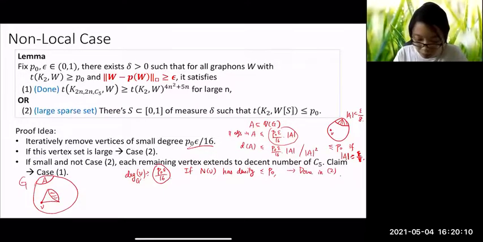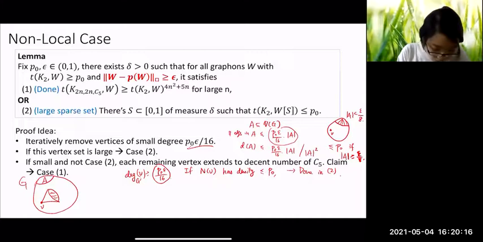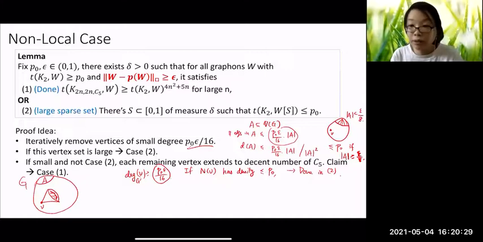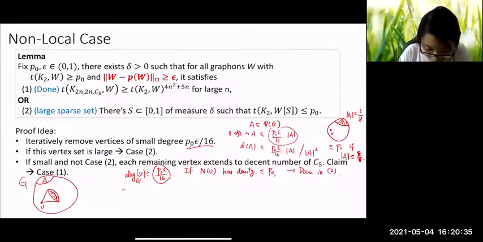So now we can assume for any neighborhood of V, the edge density is at least P0. Why is this useful? Because when we are constructing K5 in this vertex, we're basically counting the number of P3, paths of length 3, in this neighborhood. And because P3 is Sidorenko, it means the number of C5 that V extends to.